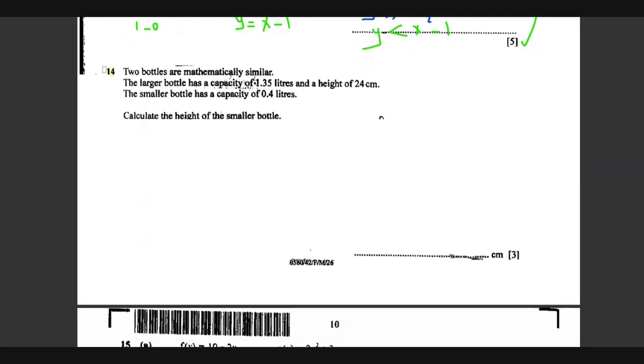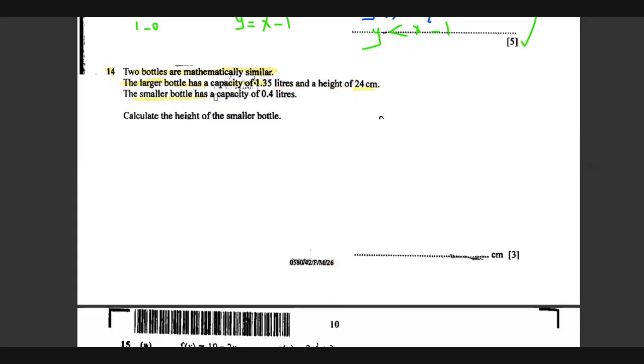Question number 14 here, we say that the two bottles are mathematically similar. So this is a similar question. Put in your mind a similar rule. The large bottle has a capacity, so he's talking about the power of 3, 1.35 liters, and a height of 24 centimeters.